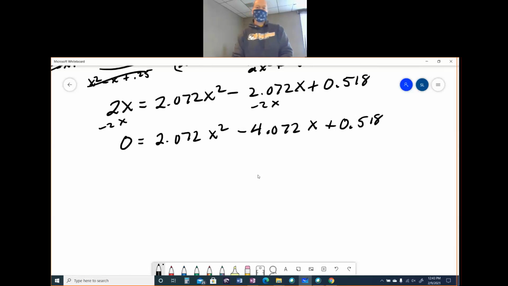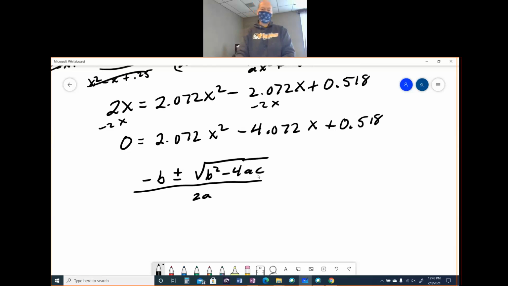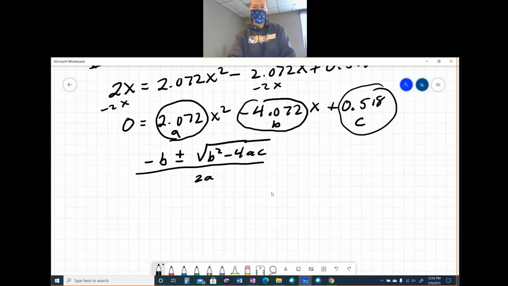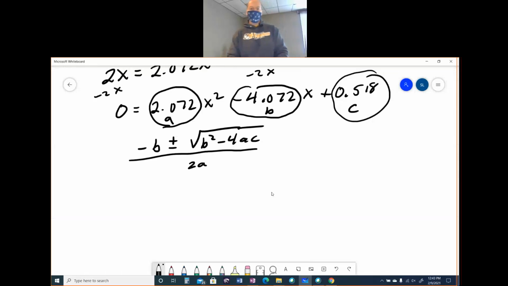All right, and so then you have your negative b plus or minus the square root of b squared minus 4ac all over 2a. You do not have to memorize that. It will be given. All right, and so here is your a value. Here is your b value being negative. Here is your c value. So there's a, there's b, there's c, and we're going to plug those in and get our two answers. Again, one will be a possible answer, the answer. The other one will be impossible, an invalid answer.